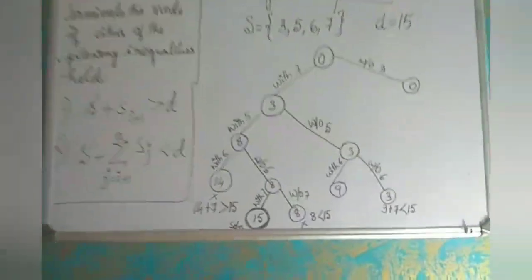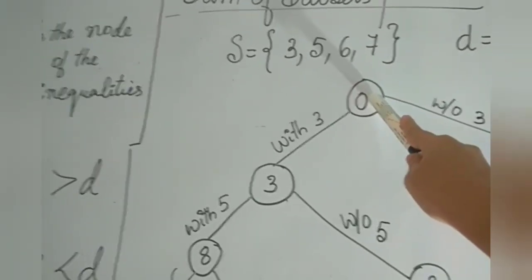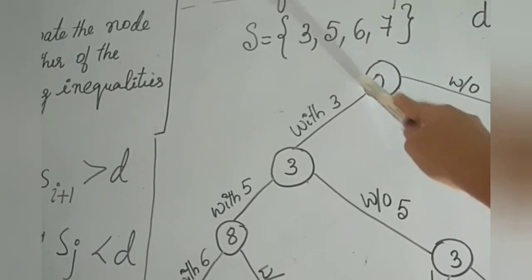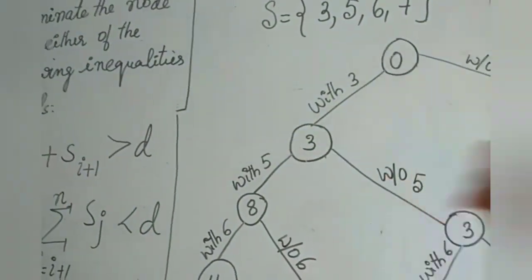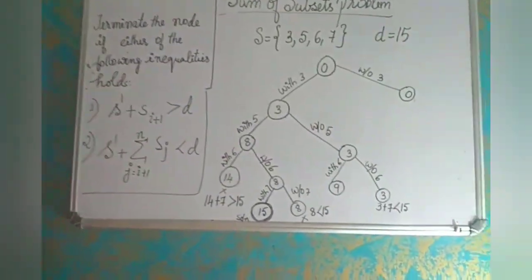So initial sum is equal to 0. We have not considered any of the element in the set. Now if we consider the element in the set, then it becomes 3. Right? 0 plus 3 is equal to 3. That is about the left child.